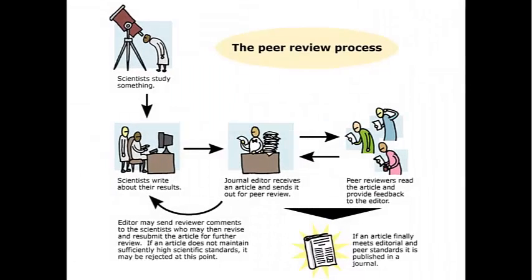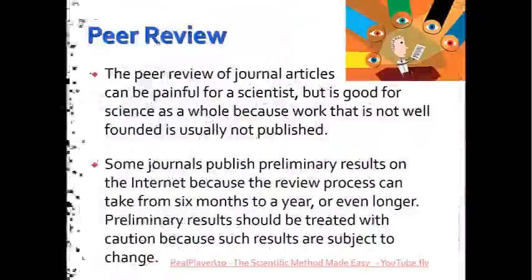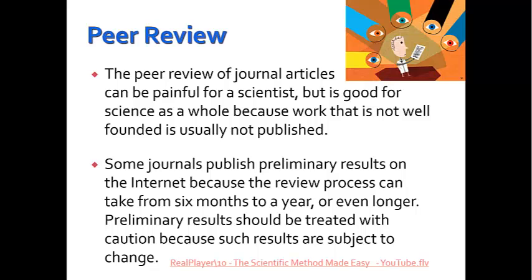Take a moment to look over the peer review process that is depicted in this slide. The peer review of journal articles can be painful for a scientist, but is good for science as a whole because work that is not well founded is usually not published. Some journals publish preliminary results on the internet because the review process can take from 6 months to a year or even longer. Preliminary results should be treated with caution because such results are subject to change.